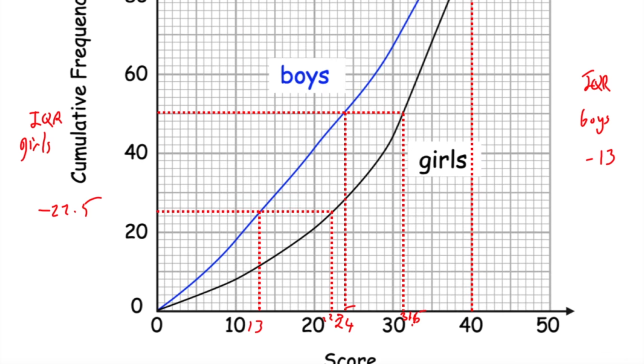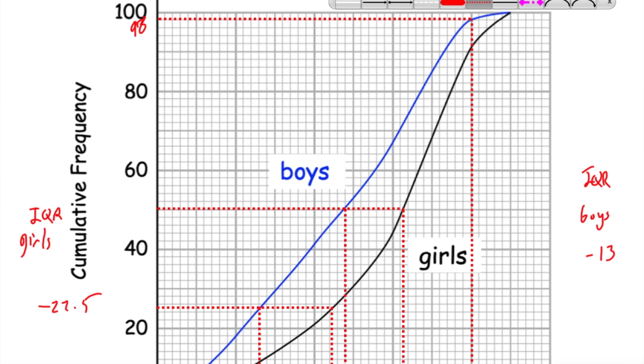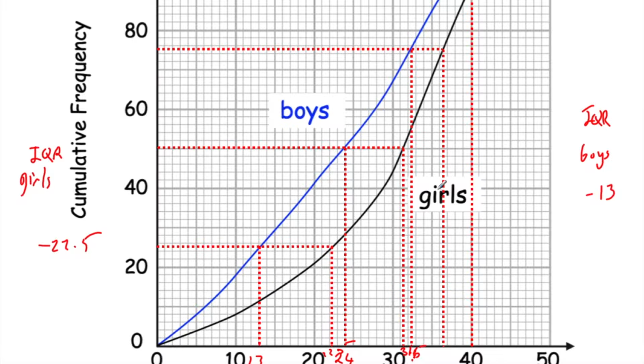Okay, now let's find the upper quartiles by going to 75. So 75 will be halfway between 70 and 80. So here's 70, here's 80. So 75 will be in the middle there. So that's there. Across to here. And then we'll go down. Okay, so I've gone down from both of them.